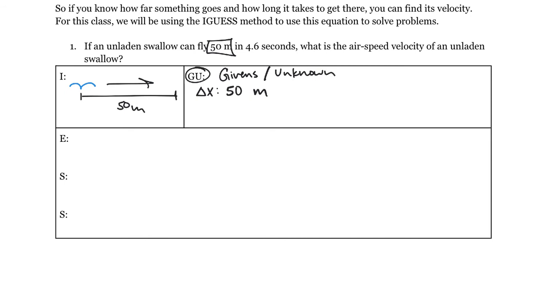And then the next thing we are given is 4.6 seconds, which is a time, okay? Because seconds measures time. And that's how much the time changed while the bird flew 50 meters. So we've got a delta x, we've got a delta t, and the question asks, what is the velocity? Okay, velocity is the v, so I'm going to put velocity equals question mark, because we do not know. And those are our two givens and our one unknown. Then we get to the rest of the word, ESS.